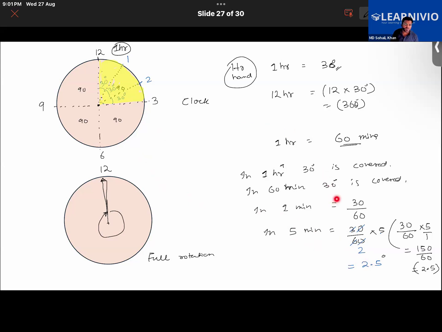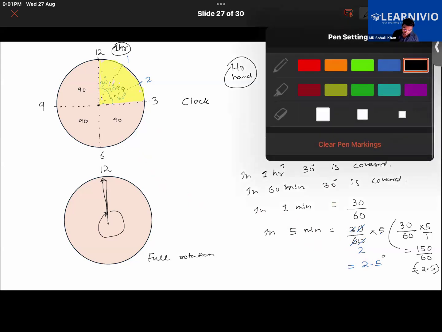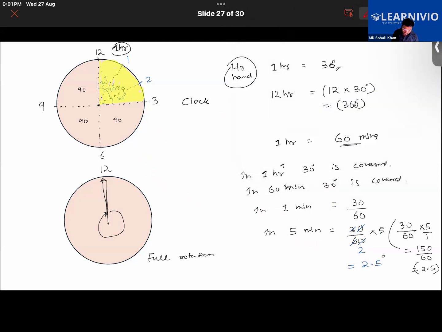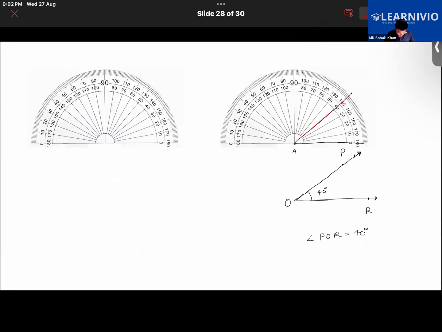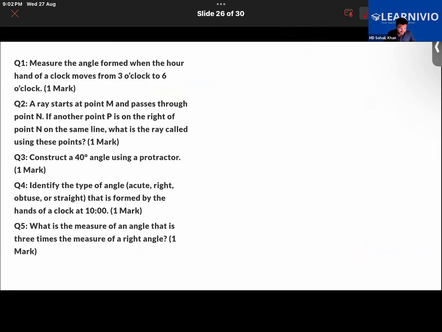If there is any question, please let me know. I am saying this because some of you are silent. Okay, now let's do some questions. Question number 1: measure the angle formed when the hour hand of a clock moves from 3 o'clock to 6 o'clock.